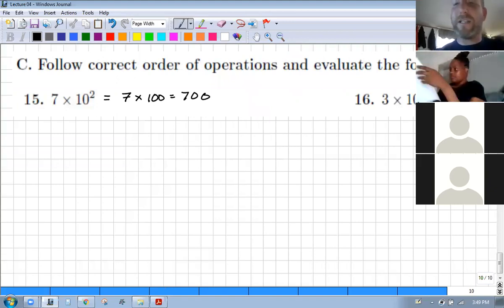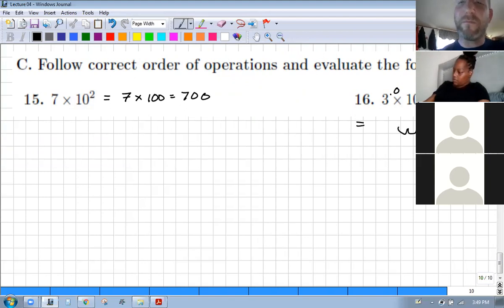3 times 10 to the -4. All right, we have a 3. This is really like a 3.0, right? What we're doing is we're moving the decimal to the left 4 times. 1, 2, 3, 4.